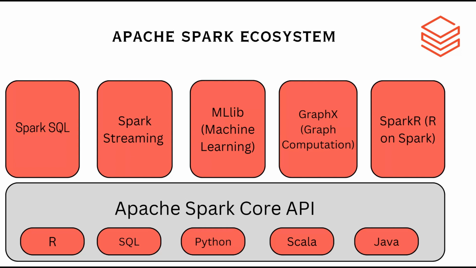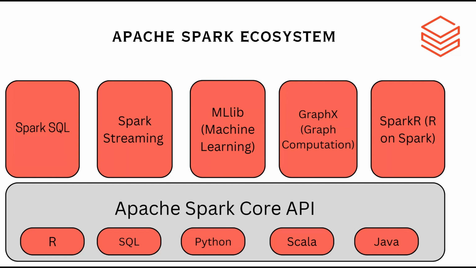So for the R users, SparkR brings the power of Apache Spark to the R programming language. SparkR allows R users to leverage Spark's distributed computing capabilities for big data analytics and statistical modeling. With SparkR, you can manipulate data frames, run machine learning tasks through MLlib, and scale your R workflows to handle large datasets. So we can say that it is particularly useful for statisticians or data scientists who are working in the R ecosystem and need to process big data efficiently.